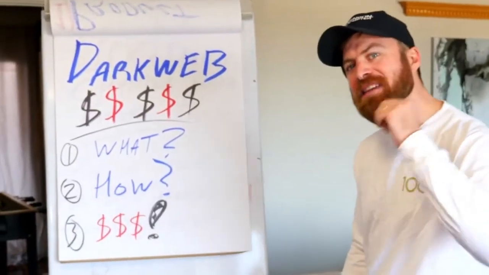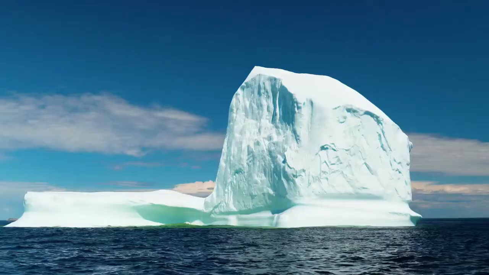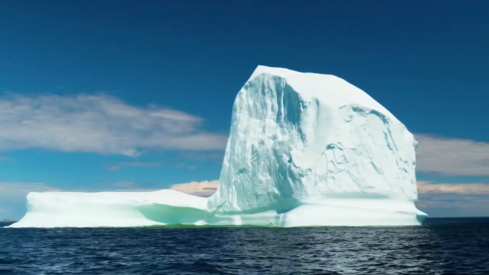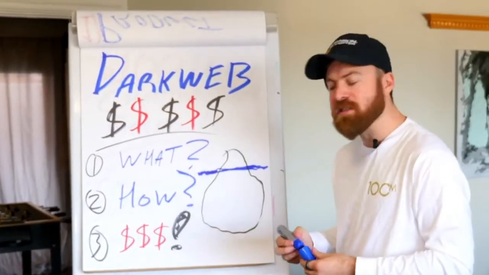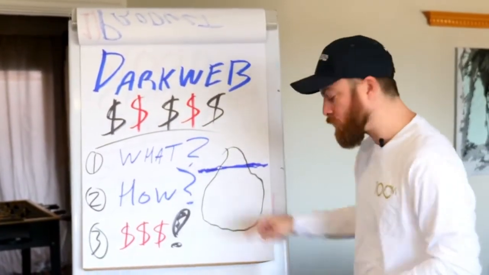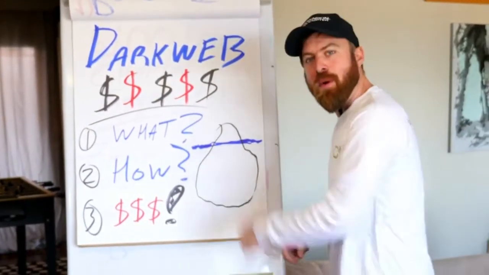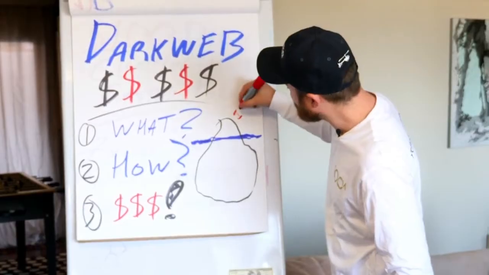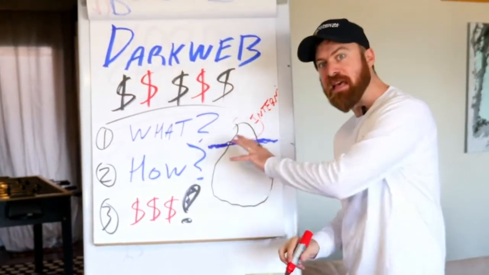Now, the first thing to understand is what the dark web is. A good visual metaphor is an iceberg, okay? With an iceberg, all you see is this top part right there. And this is what we know as the internet, right? This is what you use. This is the part of the internet you use. Just this part, just that little bit.